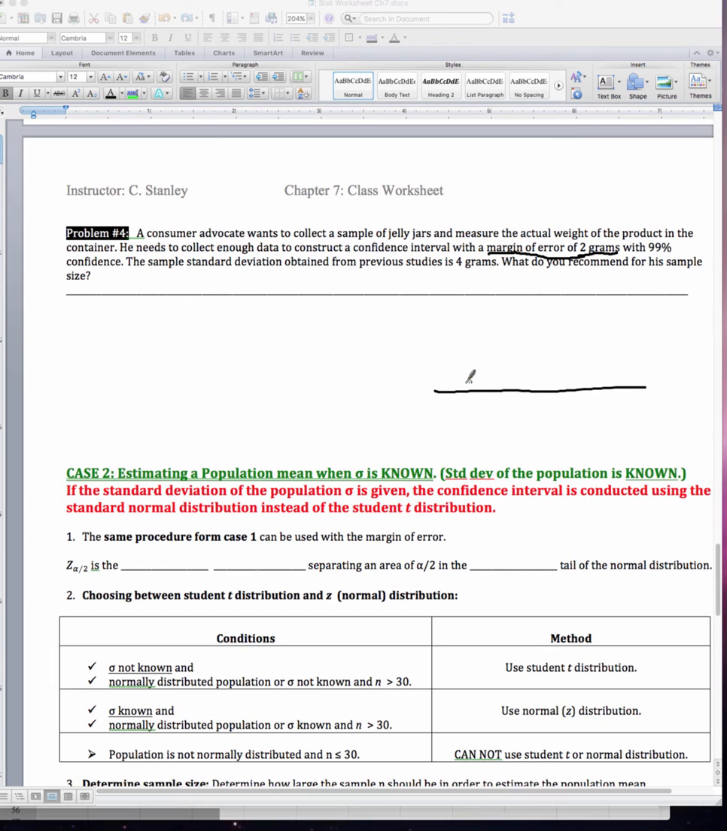So eventually when he gets his interval, whatever mean we end up getting, this distance right here to the upper cannot be bigger than 2. So that's going to be 2 or even less. We want a 99% confidence level. The sample standard deviation from previous, we know, has been 4. What do you recommend on the sample size?